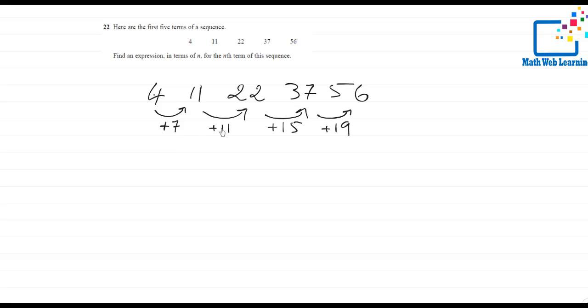So it's not a linear sequence, so we need to do the second difference. I'm going to change color. Blue. The difference here is plus 4.